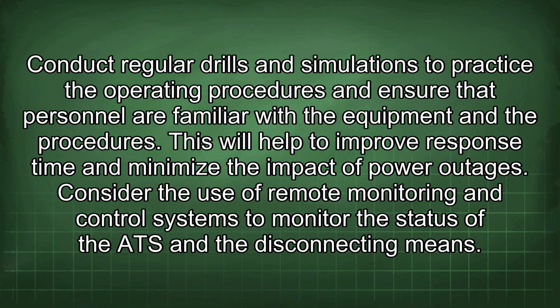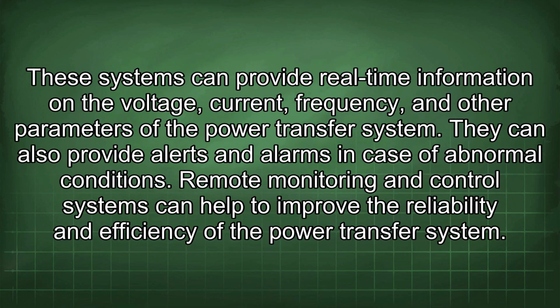Consider the use of remote monitoring and control systems to monitor the status of the ATS and the disconnecting means. These systems can provide real-time information on the voltage, current, frequency, and other parameters of the power transfer system. They can also provide alerts and alarms in case of abnormal conditions. Remote monitoring and control systems can help to improve the reliability and efficiency of the power transfer system.